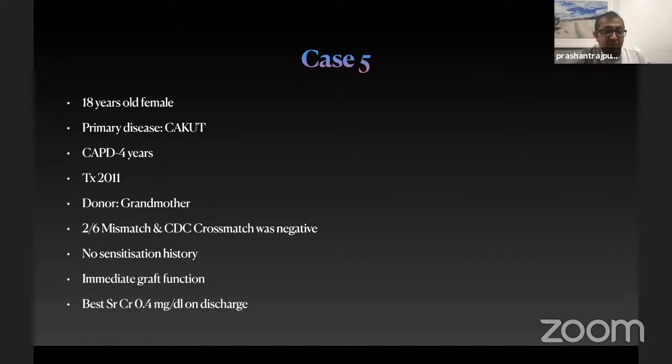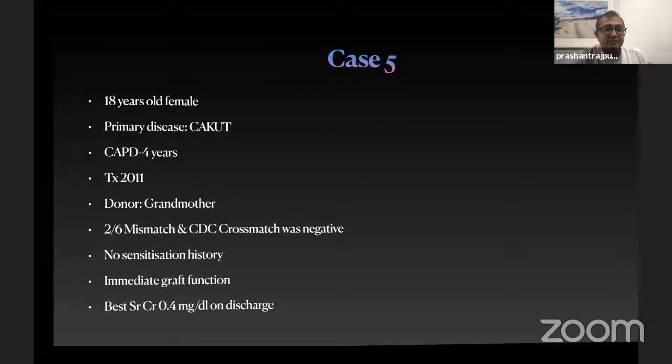She was very difficult to control for hypertension, requiring 10 drugs and 30 tablets to control her hypertension. She was taken to the OT with a BP of 220 by 110. With the immediate graft function, the antihypertensive requirement significantly diminished, and her post-transplant creatinine came to about 0.4 milligrams per deciliter on discharge.